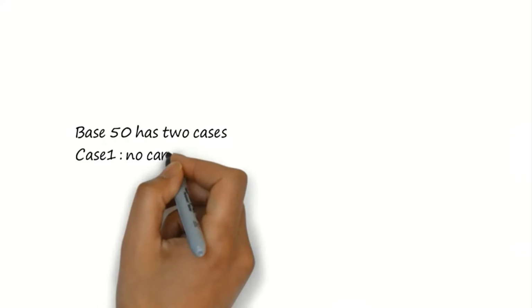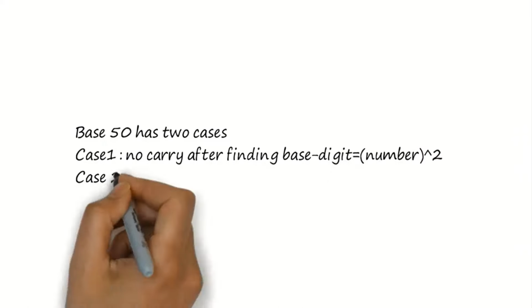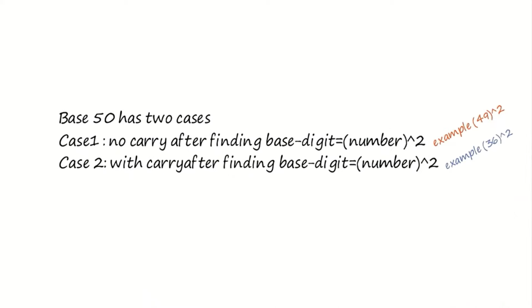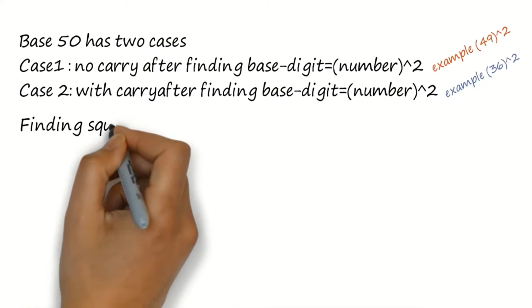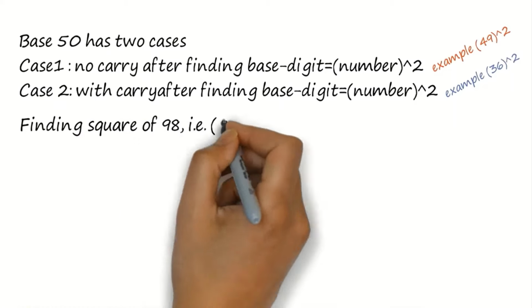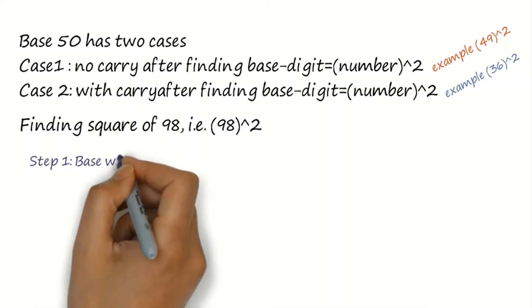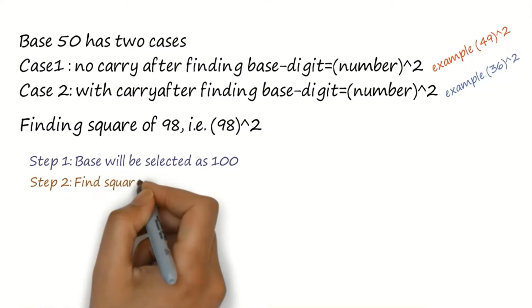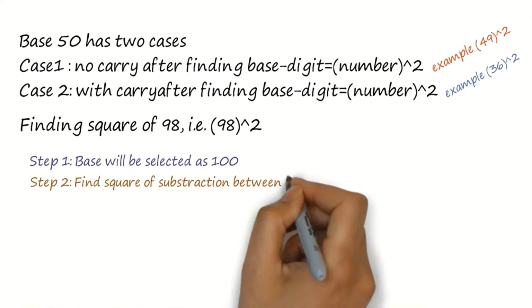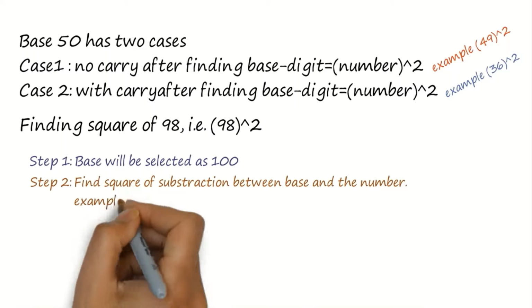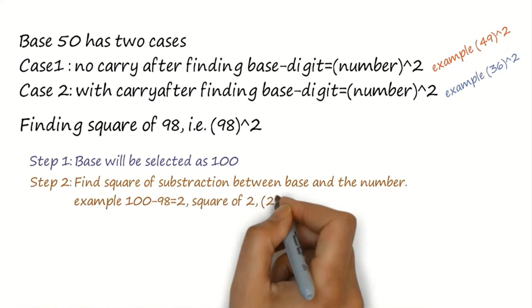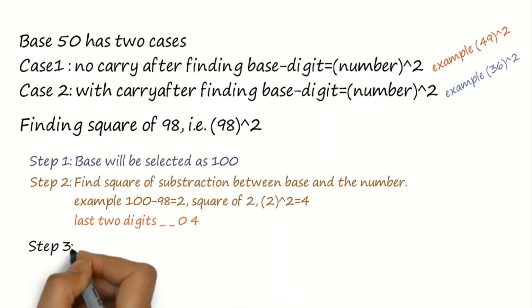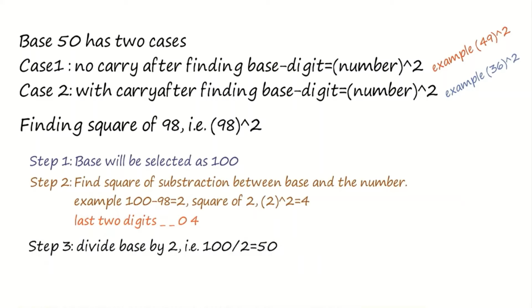So far we have discussed both cases with base 50. One is without carry, another is with carry. Now let's see how to calculate the square of a number with base 100. For an example, let's try to calculate 98 square. Step 1 is selecting the base, which is 100. Step 2 is base minus the number to be squared, which will give you 2. Then we perform the square of 2 to get the last two digits of the answer, which is 04 in this case.